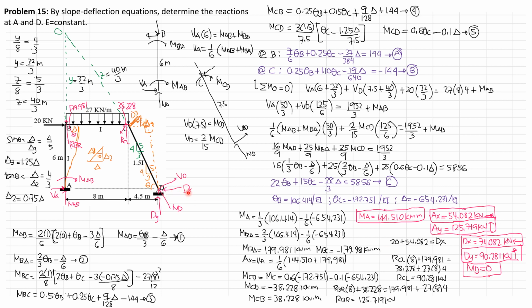The other way of computing D_X and D_Y is to solve for shear at D and normal at D. We have not set up normal at D, but you can compute that by summing up moments about A, but it will lengthen the solution. If N_D is known, because we can compute V_D, which is 2 over 15 M_CD, then we can just resolve shear D and N_D into components to solve for D_X and D_Y. But as I said, that's a lengthy process. This procedure is enough.